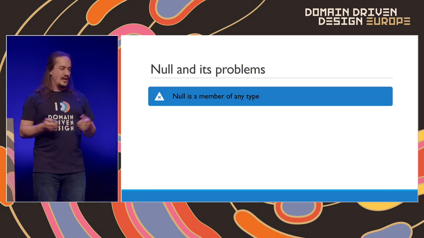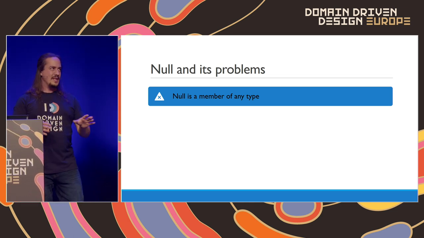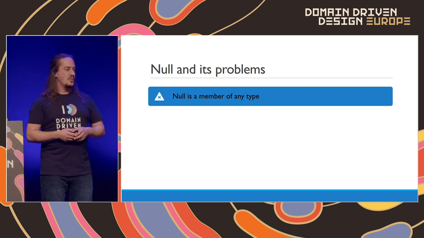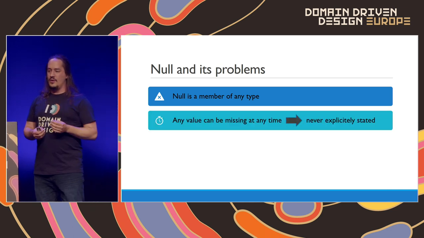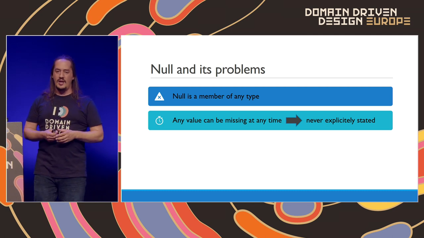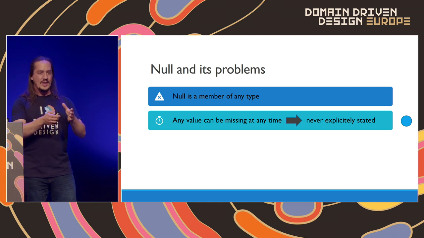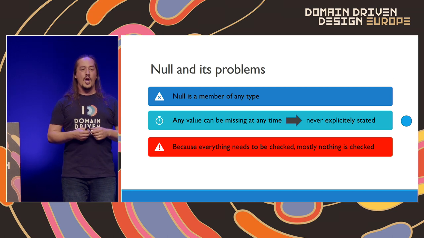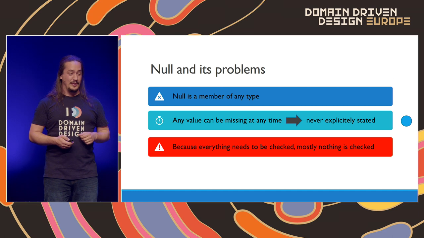So that's null and its problems, right? It's a member of any type. Well, depends on your programming language, of course, but in most programming languages like C#, Java, the most famous ones, null can be in any type. So you have to check everything for null. If any value can be null, you must check everything. And this is never explicit, which is kind of the point of the talk again, being very explicit about things. And if everything can always be null and must always be checked, we're probably not going to check it because we developers are a lazy bunch of people.